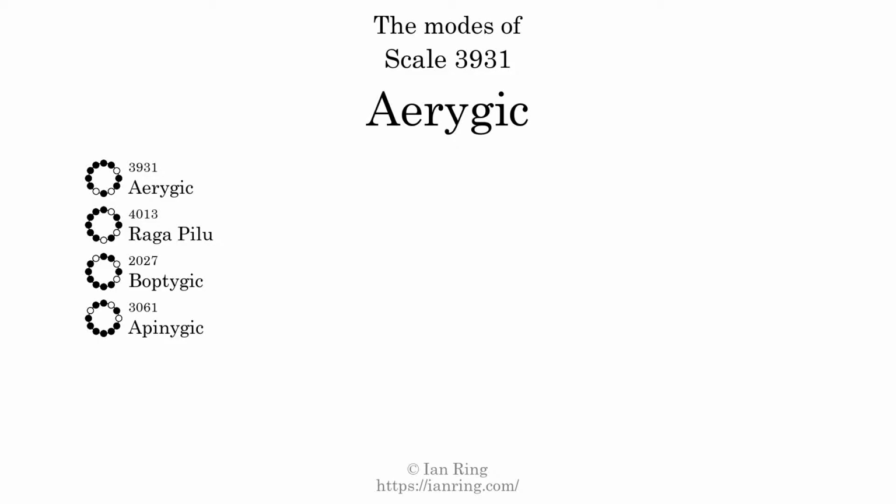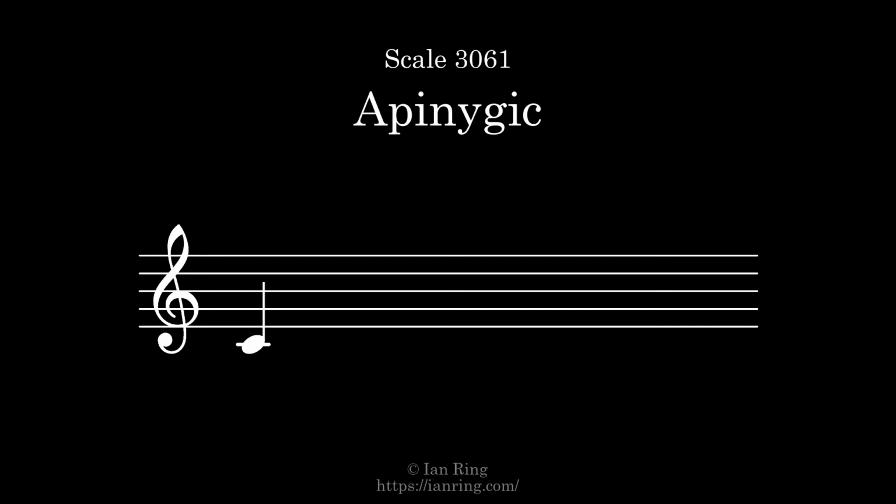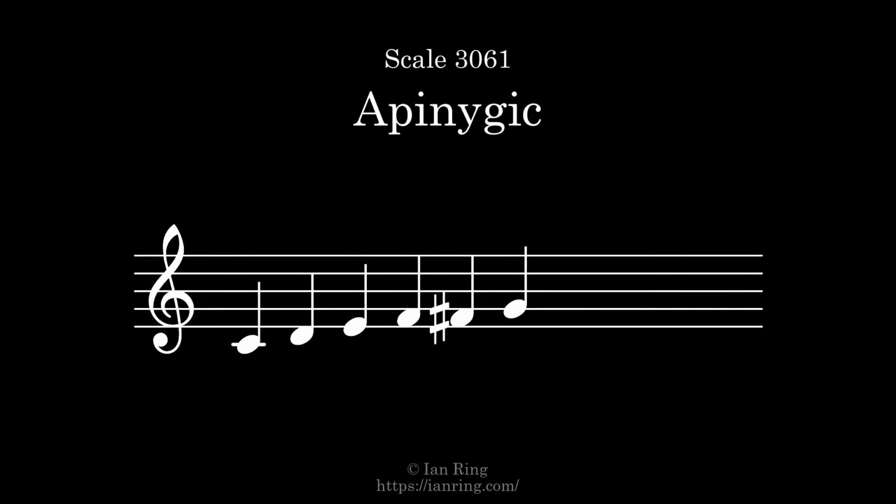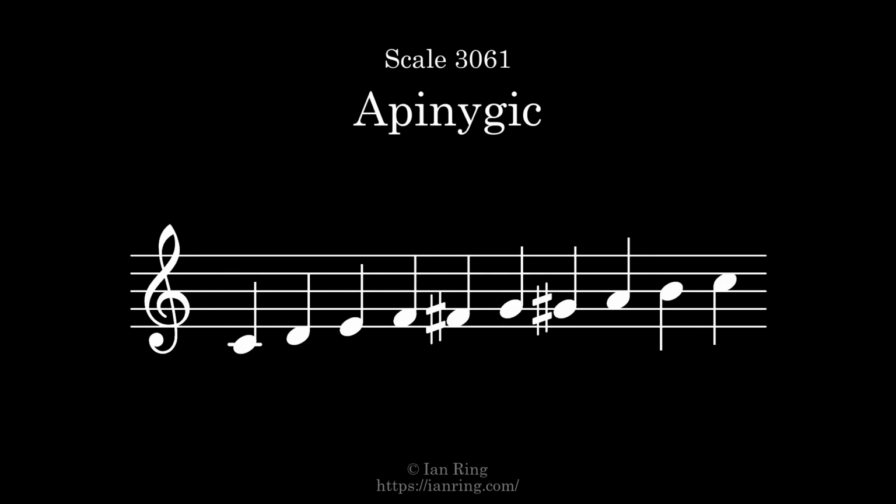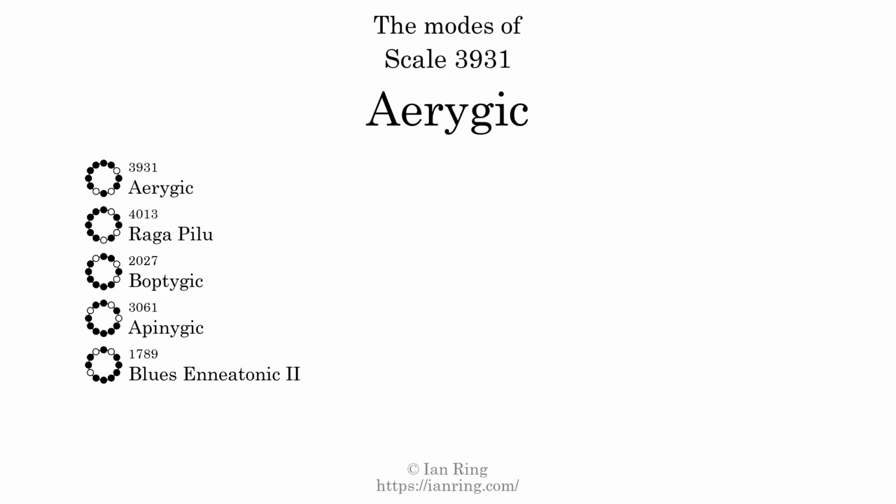The fourth mode is scale 3061, also known as Aerygic. It sounds like this. The fifth mode is scale 1789, also known as Blues enneatonic 2. It sounds like this.